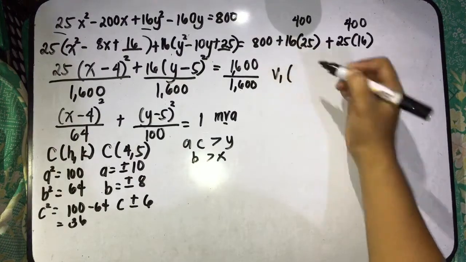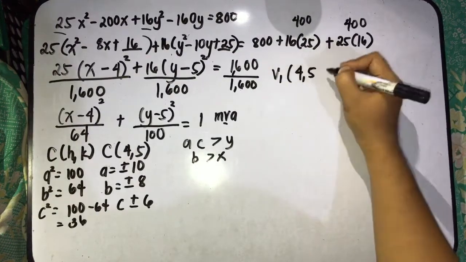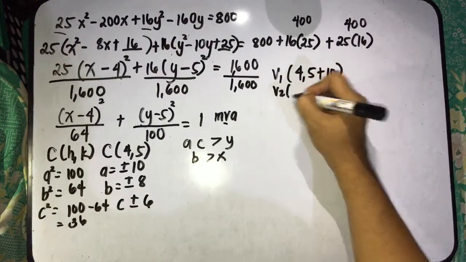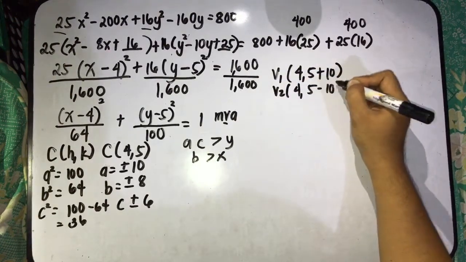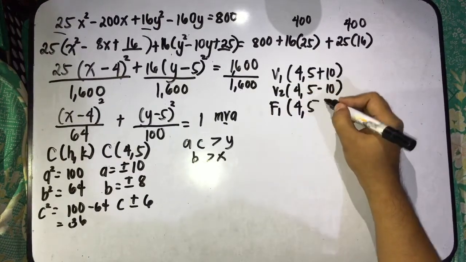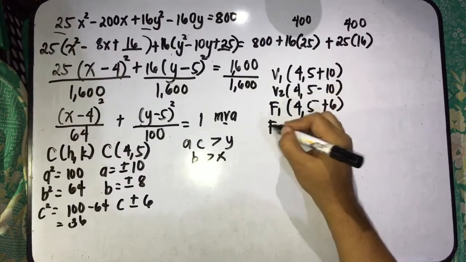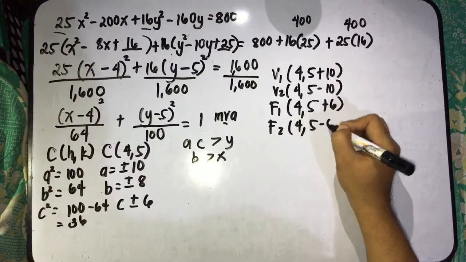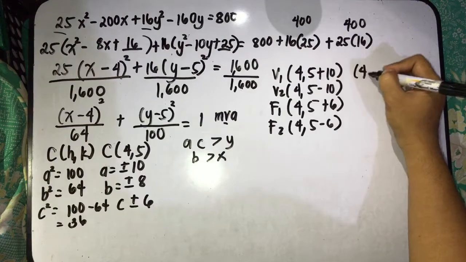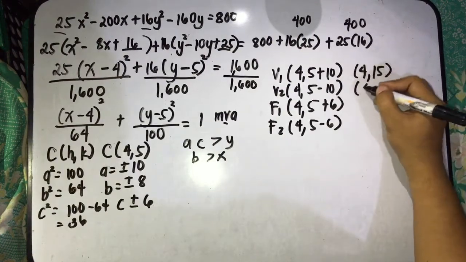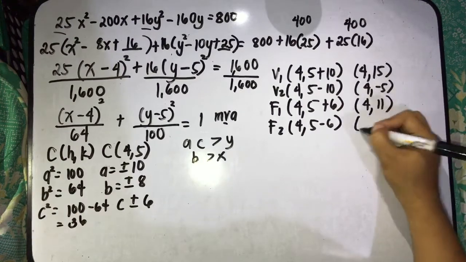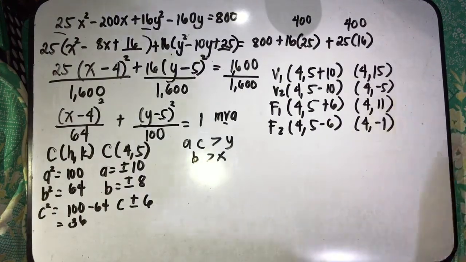So, V1 is now located at 4, 5 plus A, which is 10. V2 would be 4, 5 minus 10. F1 would be 4, 5 plus 6. F2 is 4, 5 minus 6. Okay, simplify natin. V1 would be 4, 15. V2 is 4, negative 5. F1 is 4, 11. And F2 is 4, negative 1.